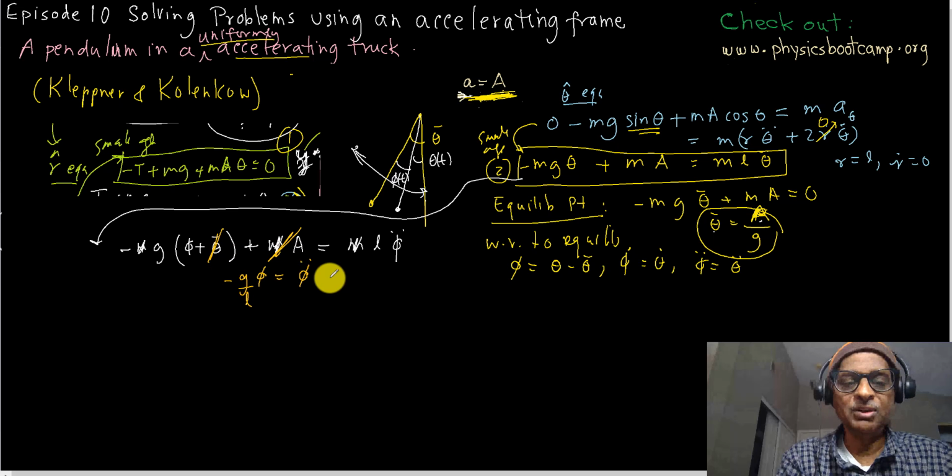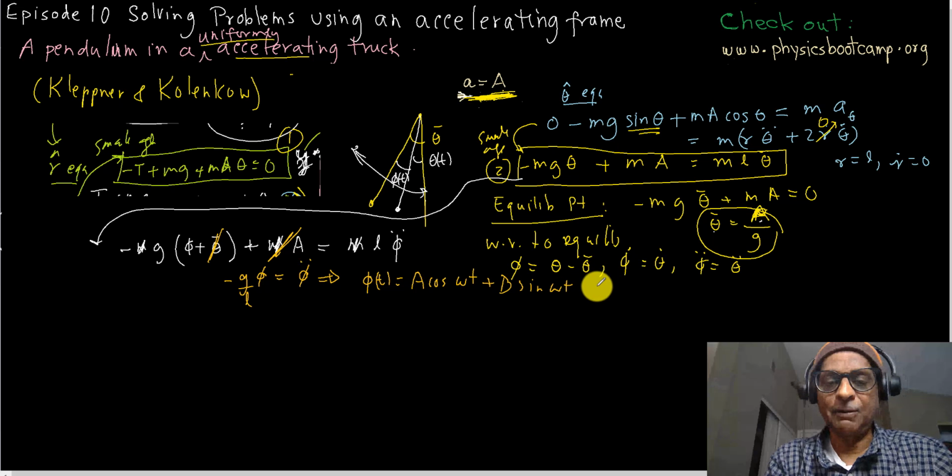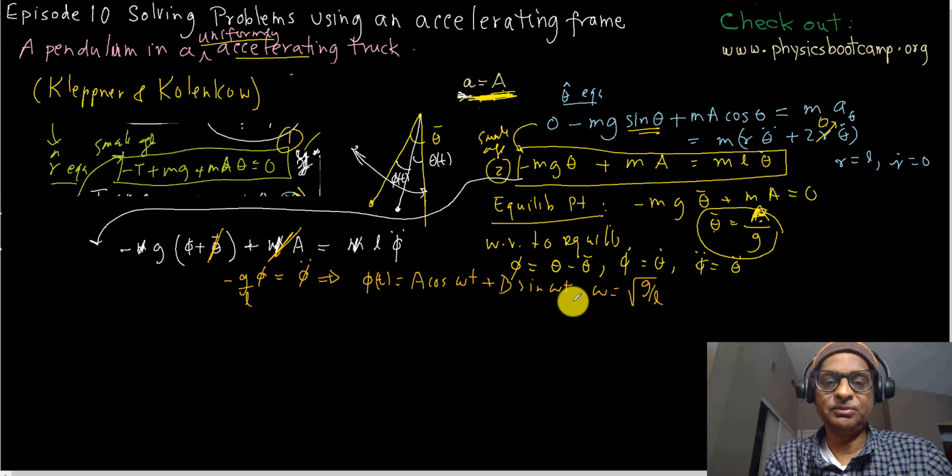And this simple harmonic equation has the solution phi of t equals a cosine omega t plus b sine omega t, and omega equals the square root of g over L. That will be the solution.